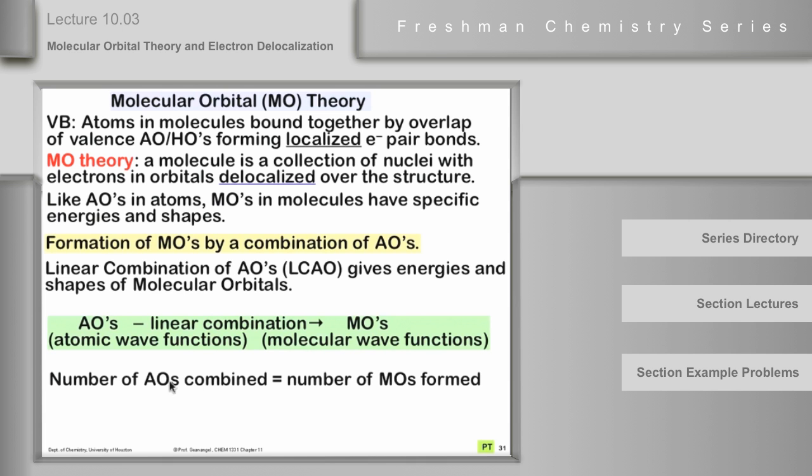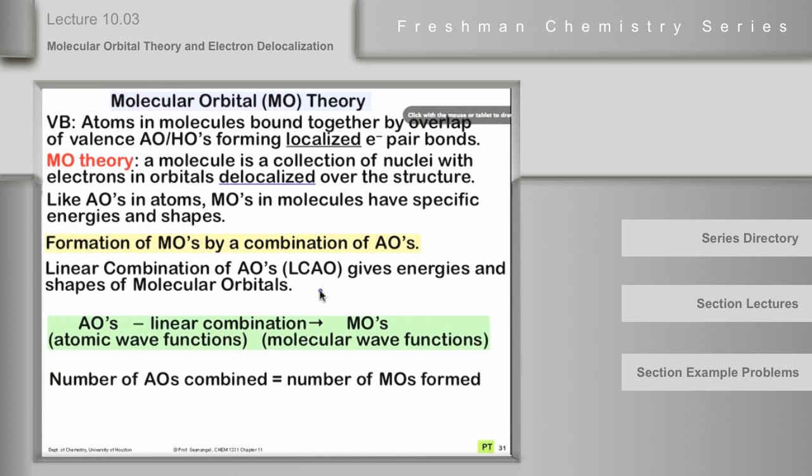All right. Now, the basis for this, since it's a linear combination, is that the number of molecular orbitals formed is always equal to the number of atomic orbitals that combine. Okay? Now, when can you combine atomic orbitals? That question doesn't appear on this slide. But I want you to think about it because there is a pretty simple answer.